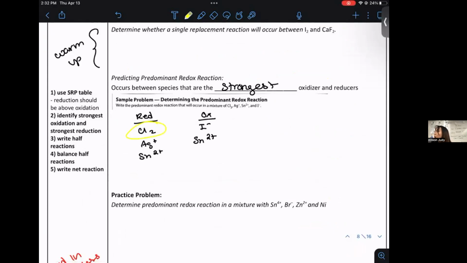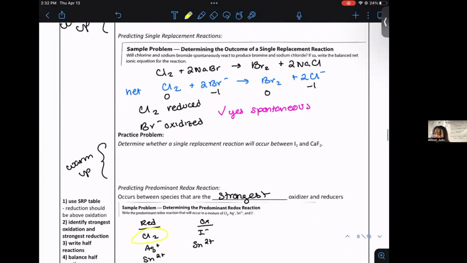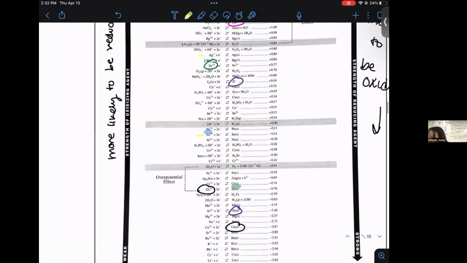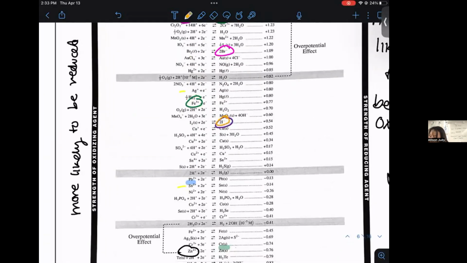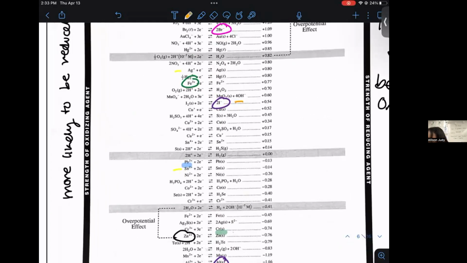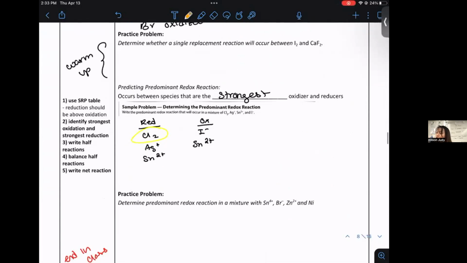Now we have to figure out who's the better oxidizer. I'm looking for I minus and Sn2 plus on the right side now, the oxidation side. I minus is right here, and Sn2 plus is down here. So who's the better oxidizer? It's the opposite now. Who's lower on the table? Sn2 plus. So we would say that the redox would occur between these two. These 2 species would undergo redox together. That would be the spontaneous predominant reaction.